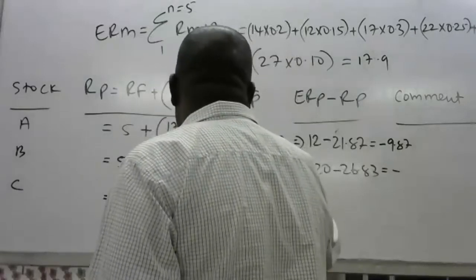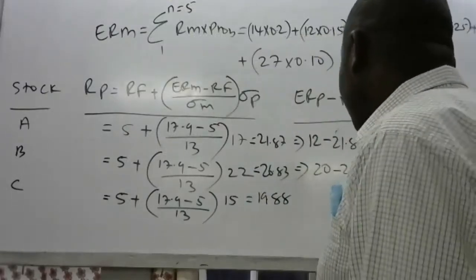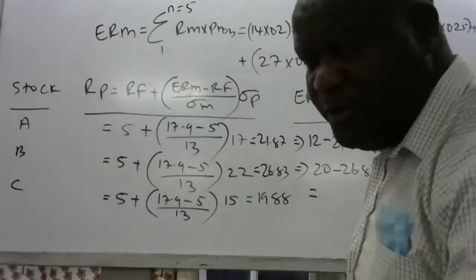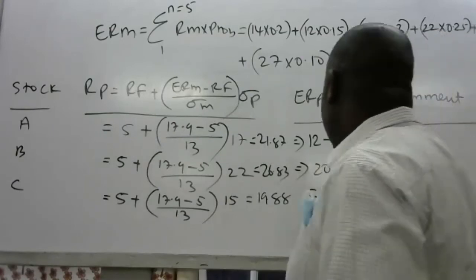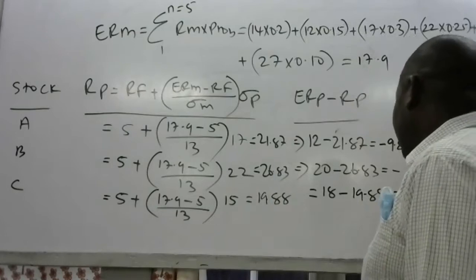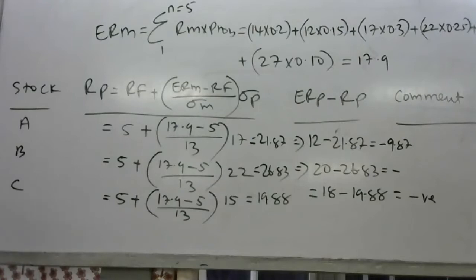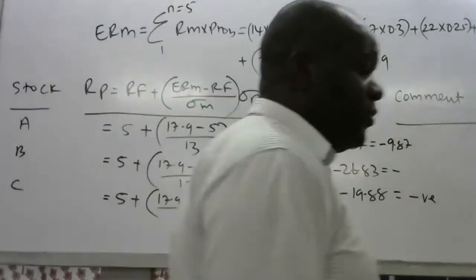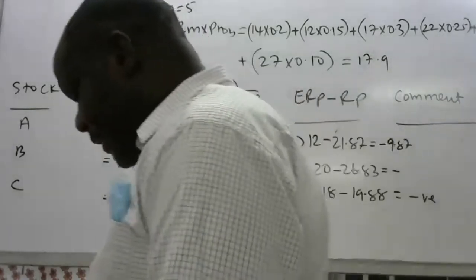I've seen a figure of 19.88. Then when you check through the question, expected was given. That expected, they gave us 18. So 18 minus 19.88. So even that one is negative. It is inefficient or overvalued by the market.